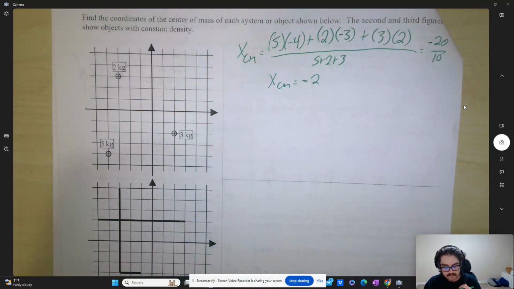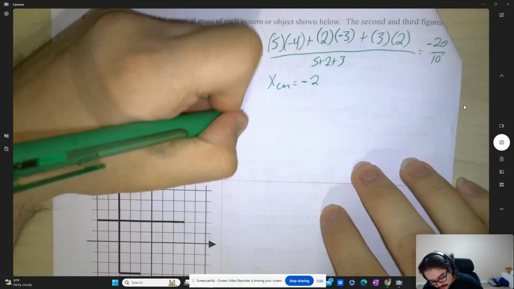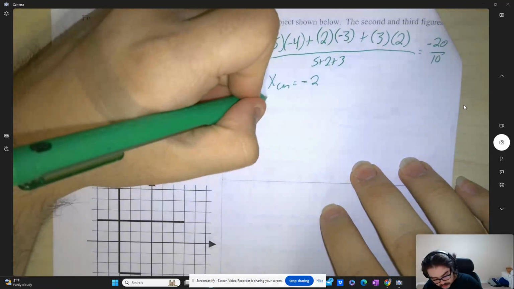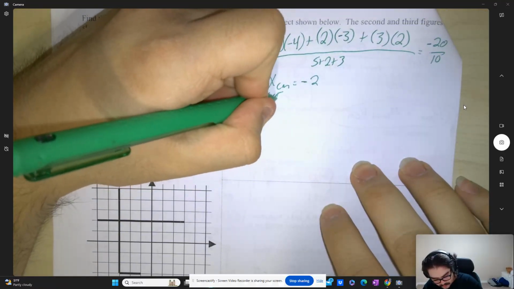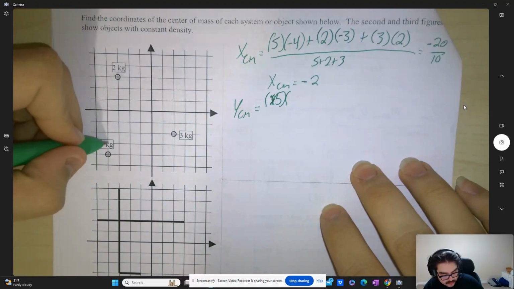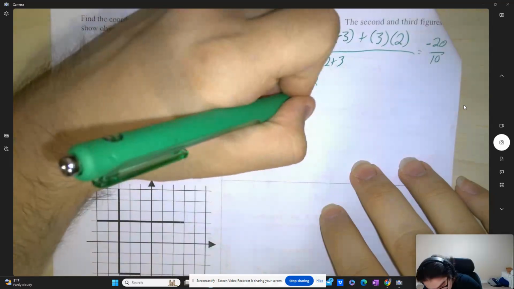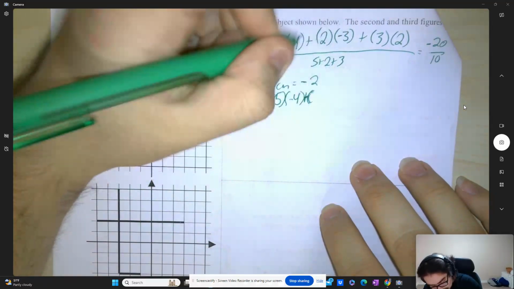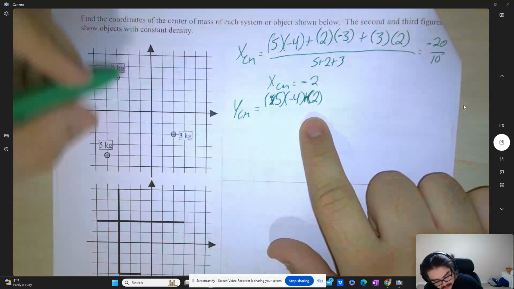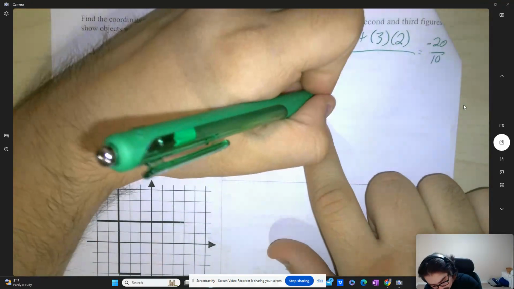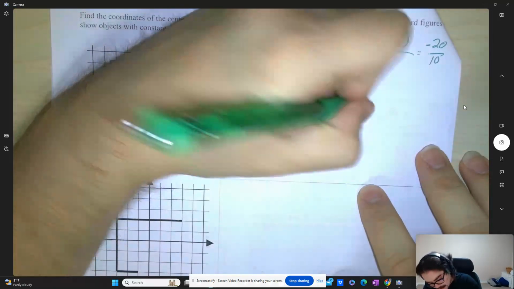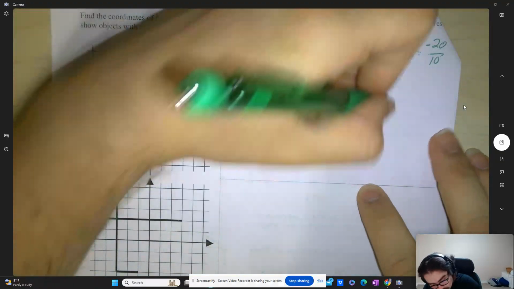The y center of mass is going to be solved very much the same way. Oh, why am I doing x? 5 times, and now this time I use the y position, so -1, -2, -3, -4, plus, sorry, there should be a plus sign right there, plus the 2 kilogram mass times its y position, 1, 2, 3, plus the 3 mass at its position -1, -2.